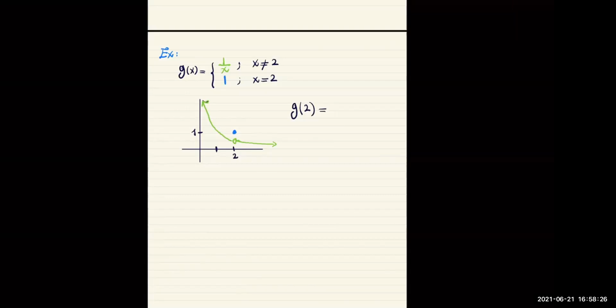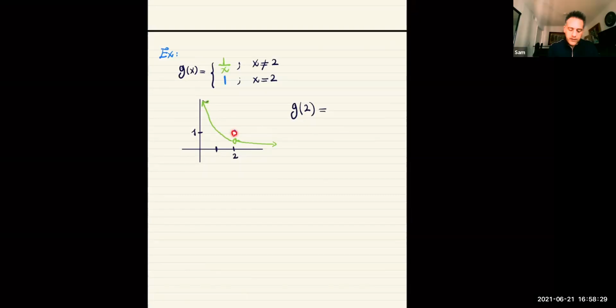1.5. It's 1. G at 2 is 1. The definition says that, right? When x is 2, g is 1. Okay? But when you look at the limit of g of x as x goes to 2, what is that limit equal to? Half. Yes. So in the neighborhood of 2, the value of the function is around half.